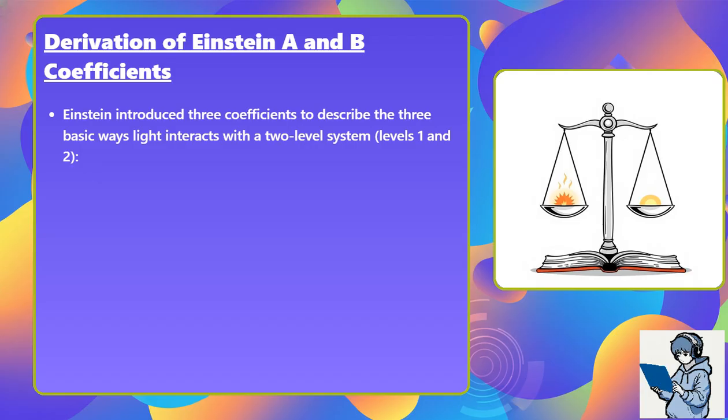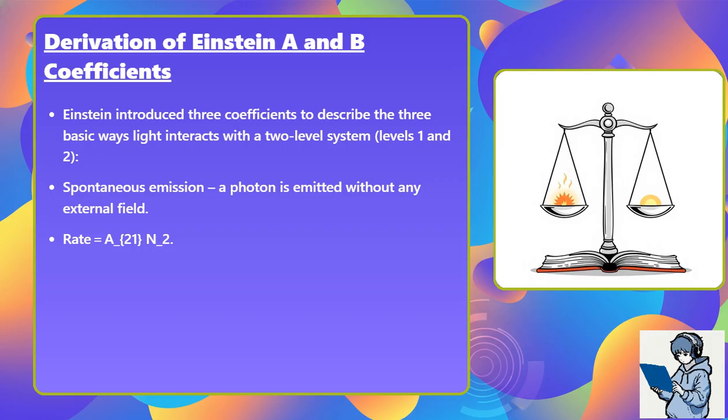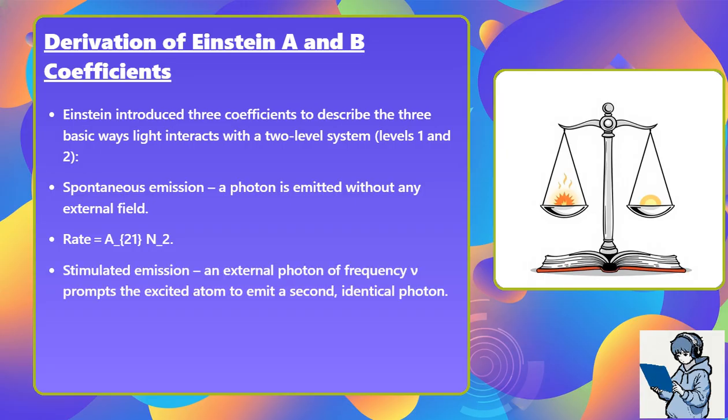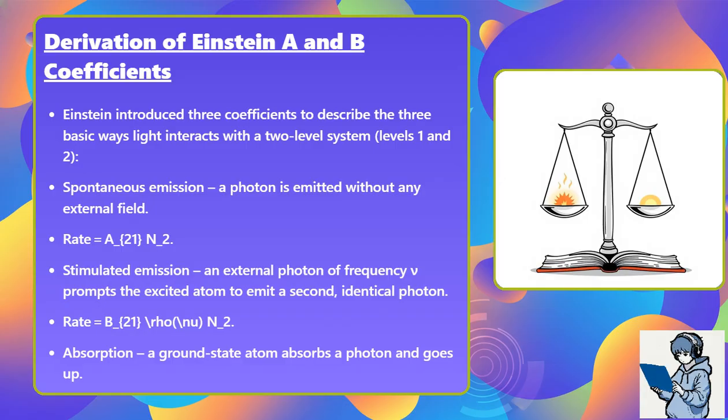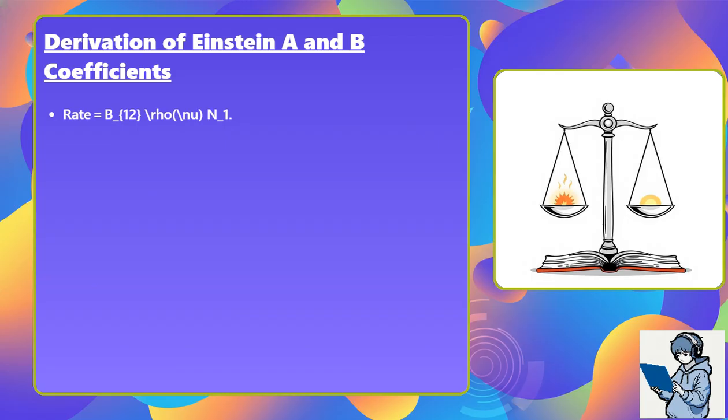levels 1 and 2. Spontaneous emission: a photon is emitted without any external field. Rate equals A21 times N2. Stimulated emission: an external photon of frequency nu prompts the excited atom to emit a second identical photon. Rate equals B21 times rho of nu times N2. Absorption: a ground state atom absorbs a photon and goes up. Rate equals B12 times rho of nu times N1.